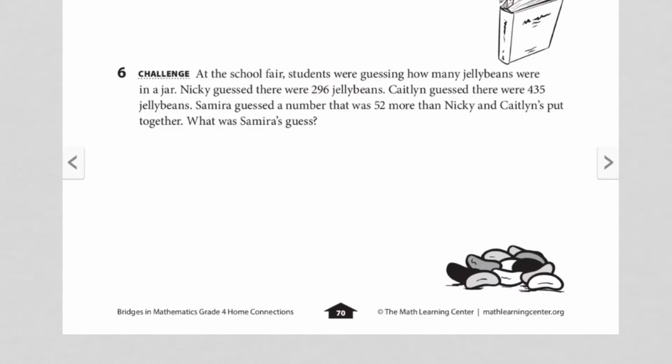Alright, our challenge for today says, at a school fair, students were guessing how many jelly beans were in a jar. Nikki guessed there were 296 jelly beans. Caitlin guessed there were 435. Samaria guessed a number that was 52 more than Caitlin and Nikki's put together. What was Samaria's guess? So basically all we're going to do is add them together. 296 plus 435. And if it's 52 more, that tells me I'm going to just add it all together.